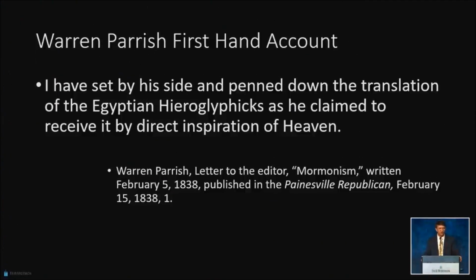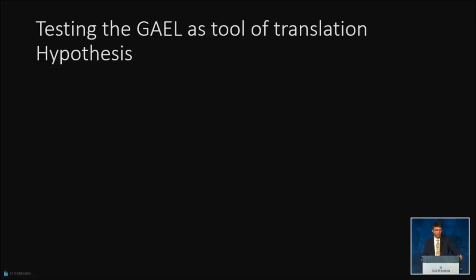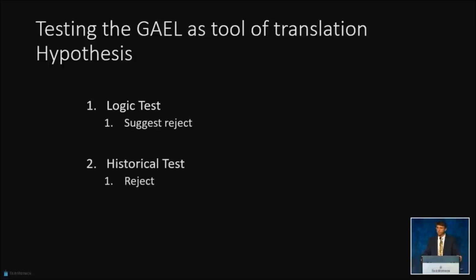Now, this gets to be hard to argue against. If you want to claim that it's by any method other than direct inspiration or revelation from God, you have to disagree with every eyewitness account. Every historical account talks about inspiration and revelation, nothing regarding grammar and alphabet as a tool of translation. If it was the tool, you'd think one person would have said it once somewhere, but that's not what we get. So, if we continue to look at how we're testing this, the logic test suggests that we reject it, but the historical test says reject it. The hypothesis is incorrect according to the eyewitnesses, the people who were actually there. That's not how translation happened.